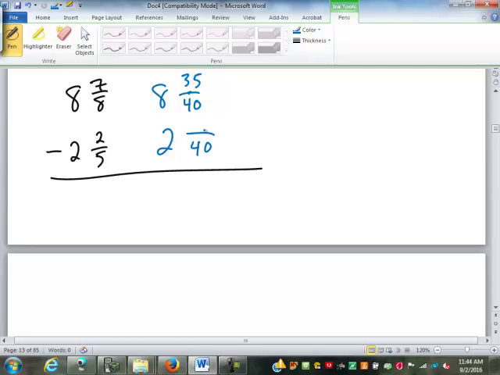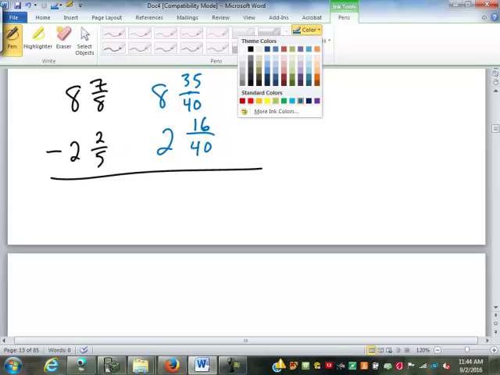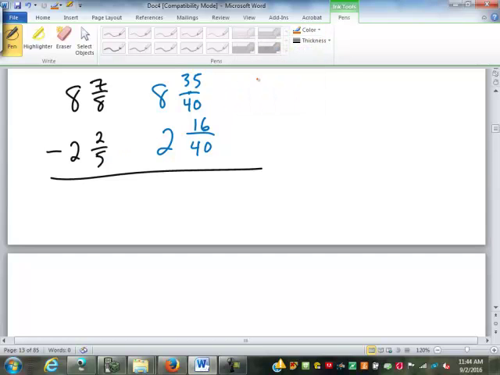What'll go here? 16. Perfect. 5 times 8, so 2 times 8. Now we subtract, just like with our addition. We treat that fraction as if it's the last digit of our number. We'll start at the end, or at the right, and work our way back to the left. 35 minus 16 is 19. And we keep the same name, a 40th. 8 minus 2 is 6.